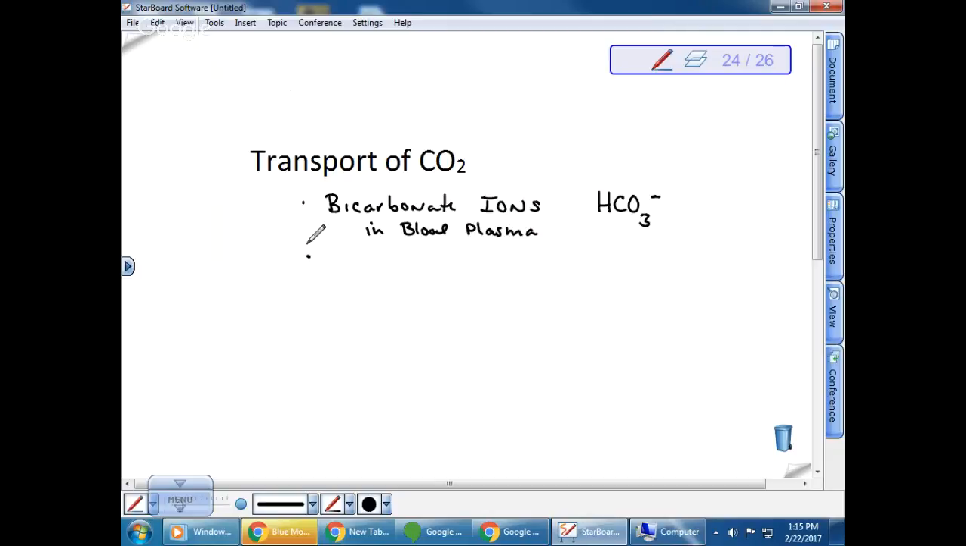So I think that's like 70% of it is transported like this. Okay. And then we have a small part that is just transported dissolved. So CO2 is just dissolved in blood plasma. And so that's like 7% of the carbon dioxide.